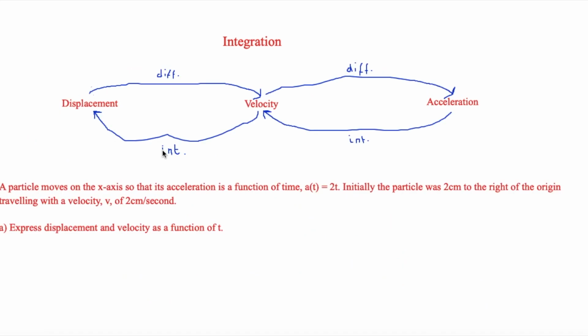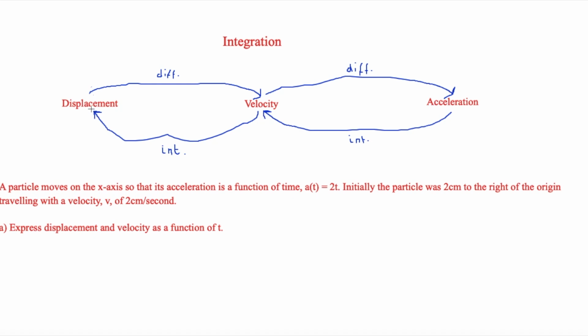So now it's time to put this into a little bit of context, and for this we need to know the relationship between displacement, velocity and acceleration. So displacement, which is also known as kind of distance, can be differentiated to give velocity, and velocity can be differentiated to give acceleration. Now this means that integration is just the other way around, and acceleration can be integrated to give velocity, and velocity can be integrated to give displacement.